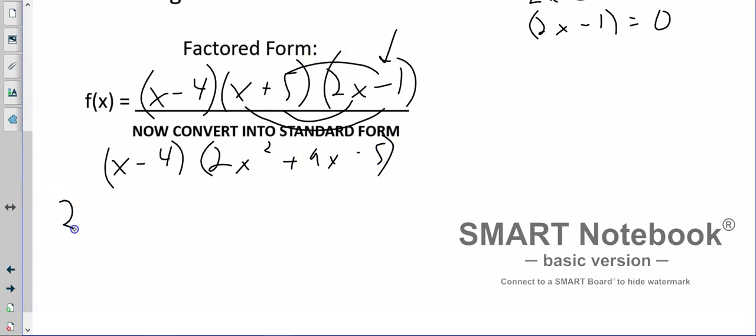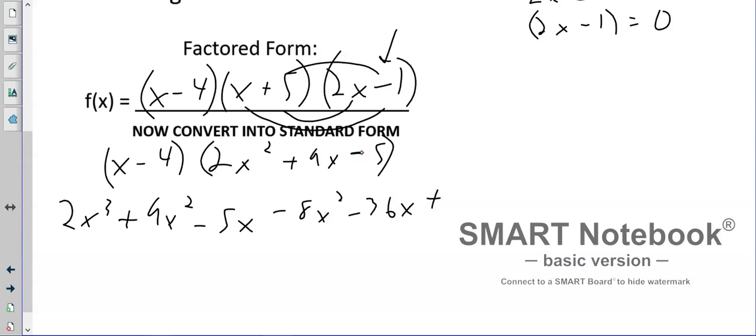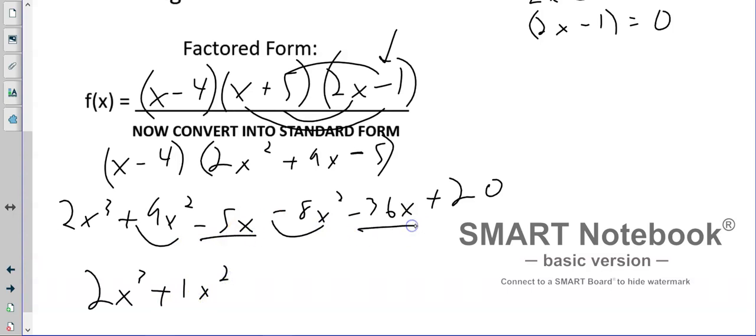Now I'm going to send in the x: 2x cubed, 9x squared, minus 5x. Now I'm going to send in the negative 4: negative 8x squared, negative 36x plus, because it's a minus, plus 4 times 5 is 20. 2x cubed is by itself. 9x squared minus 8x squared again gives me just 1x squared. Negative 5x, negative 36x is negative 41x. And the plus 20 just tags along.